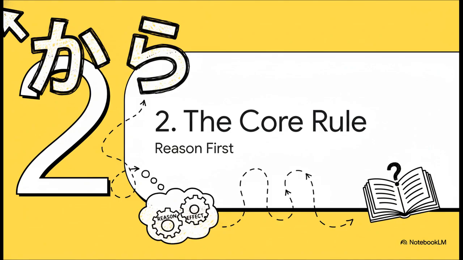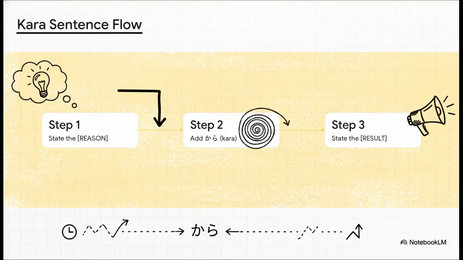Okay, section 2, the core rule. This is about reason first. And listen, if you only remember one thing from our time here today, make it this. There's one absolute, non-negotiable rule for using kara, and it all comes down to the sentence order. There's a specific, logical flow that you just have to follow. And here is that flow.